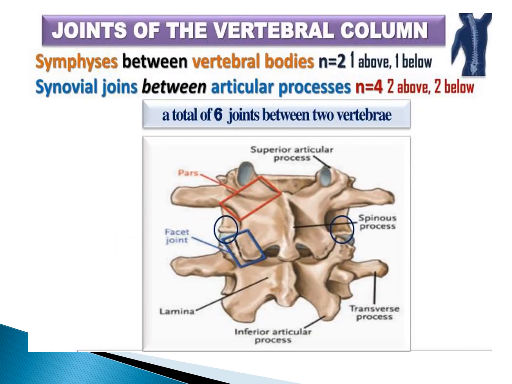So the joints of the vertebral column are a symphysis between the vertebral bodies, one above and one below, and in between the intervertebral disc. Synovial joints between the articular processes, that is superior articular facets and inferior articular facets. So totally we have 6 joints between the two vertebrae.